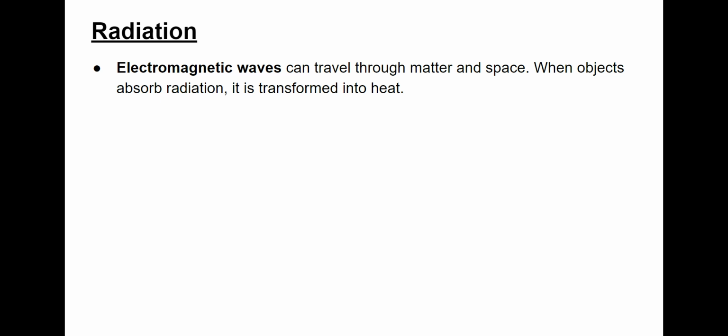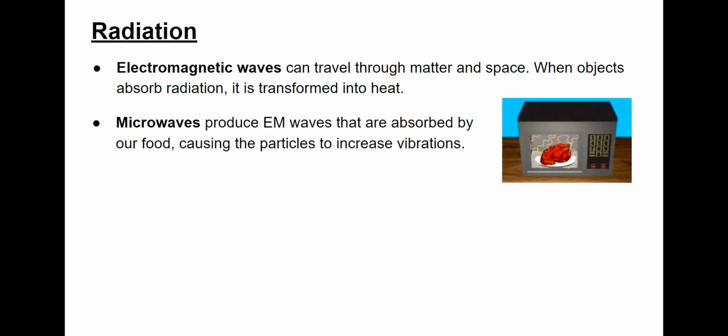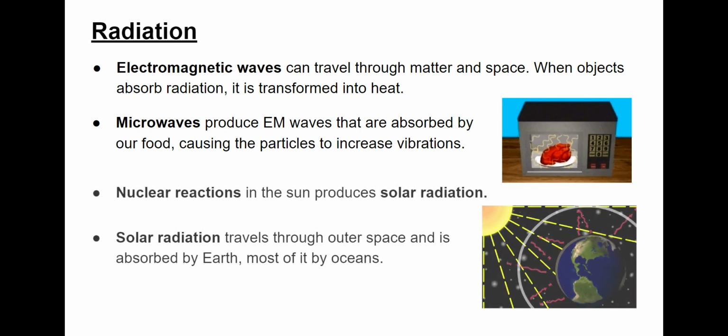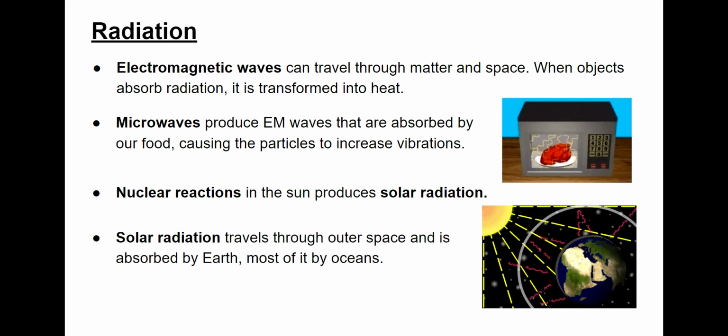Electromagnetic waves travel through matter and space. When objects absorb radiation, it's transformed into heat. A great example of electromagnetic radiation are microwaves. When you put food into a microwave oven, it gets hot because that food absorbs that electromagnetic radiation. Another classic form of radiation are nuclear reactions produced by the sun, which give us our sunlight. Solar radiation travels through outer space and is absorbed by Earth, most of that absorption from oceans.